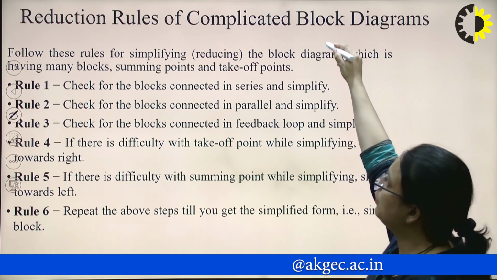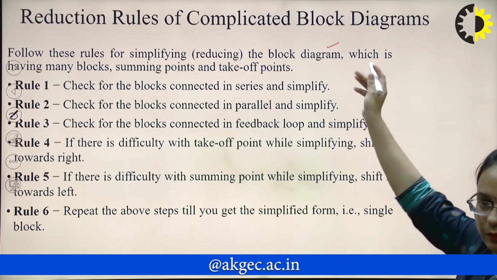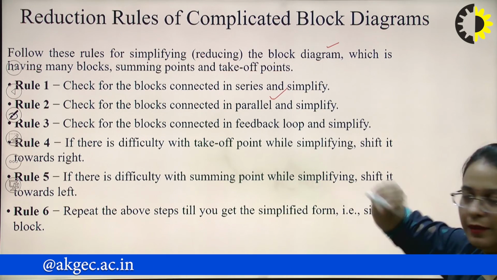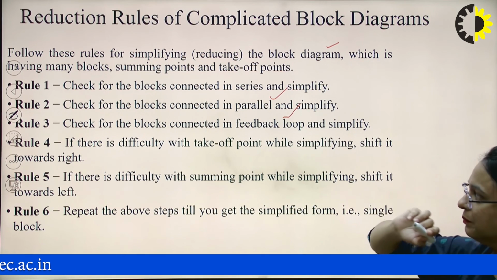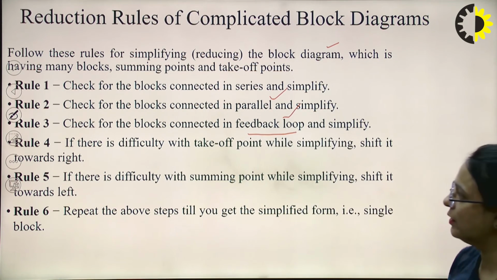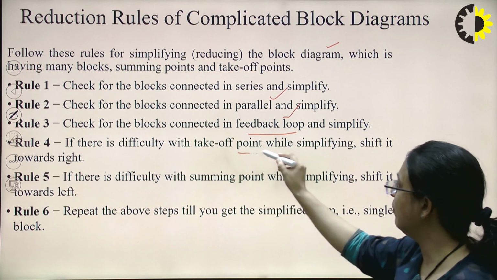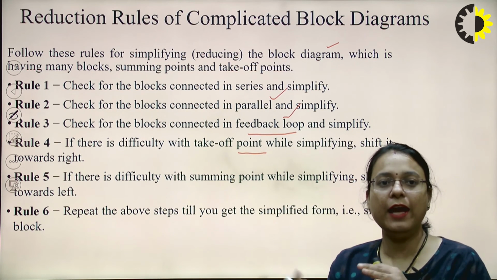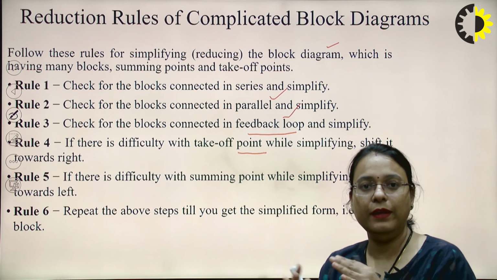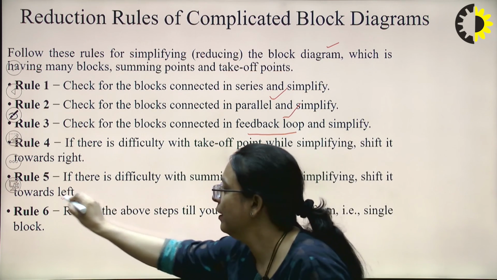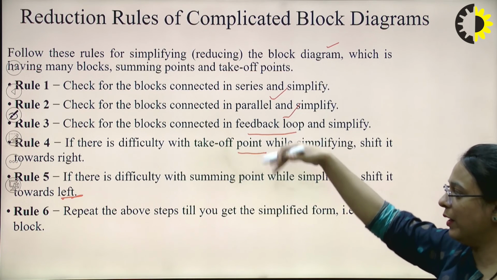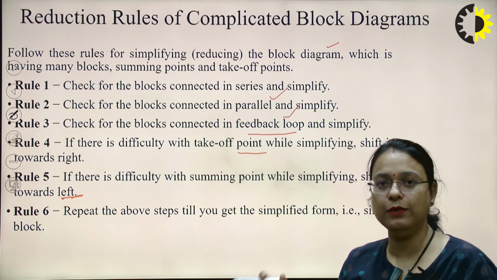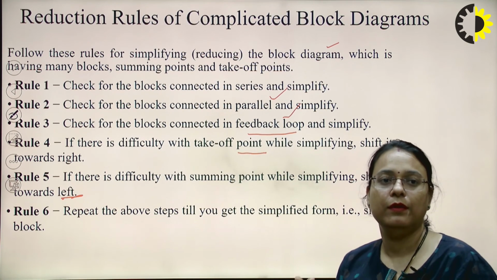Now these are some of the reduction rules for a complicated block diagram. First you should simplify the series connection, then go for the parallel connection, then simplify the feedback loop system. If there is a difficulty with the takeoff point while simplifying, then try to shift it towards the right. And if we have any difficulty with the summing point, then try to shift it towards the left. You can repeat all these steps one by one until you get the simplified form, that is, until you get a single block.